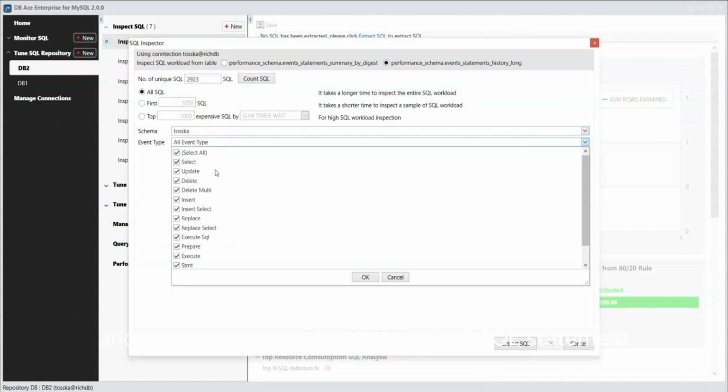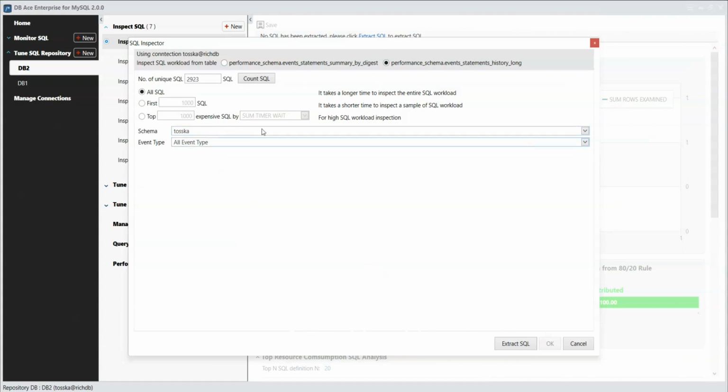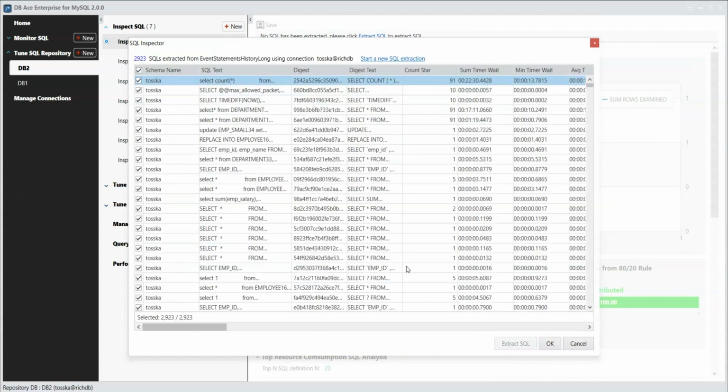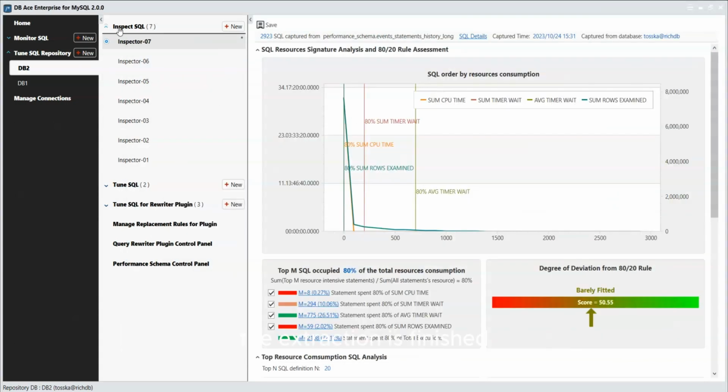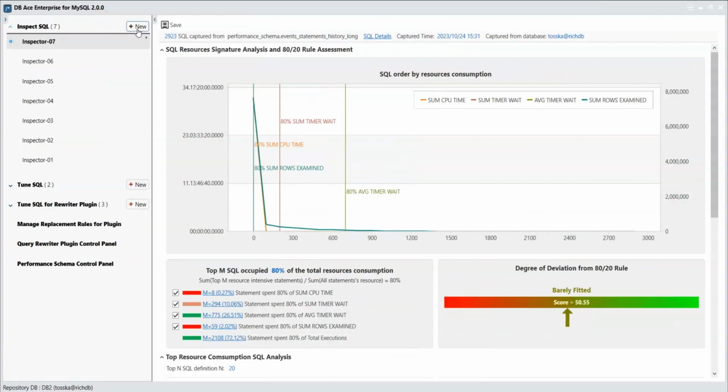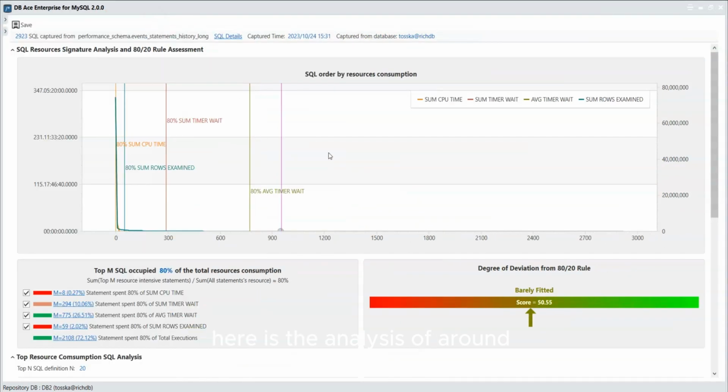And now you can capture all kinds of SQL statements from this table. And then we can execute extract SQL statements here. Okay, here are the SQL statements which are going to be extracted from the database. The extraction is finished. Here is the analysis of around 2,900 SQL statements.